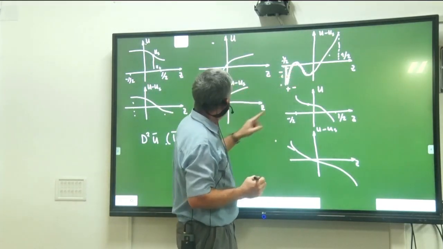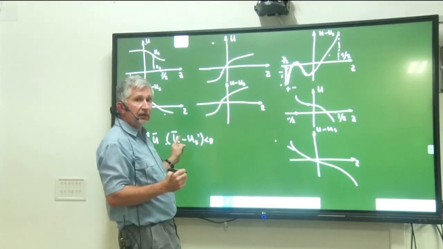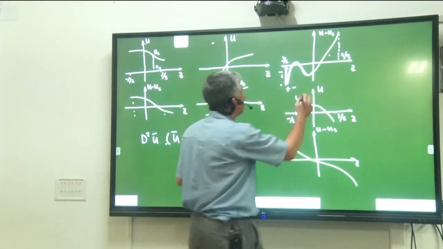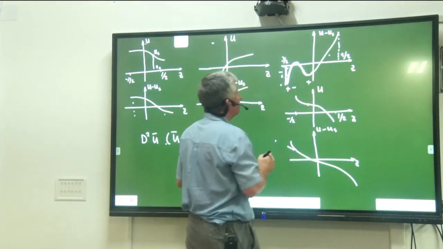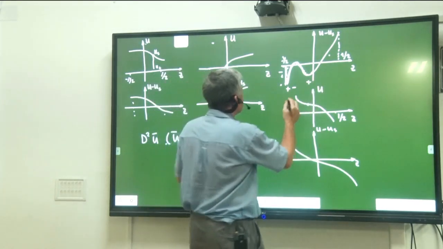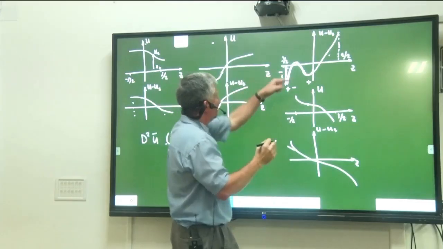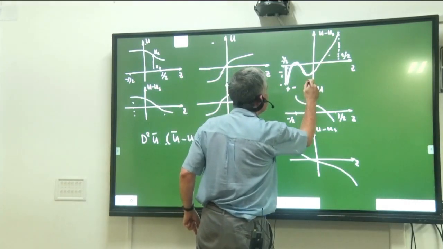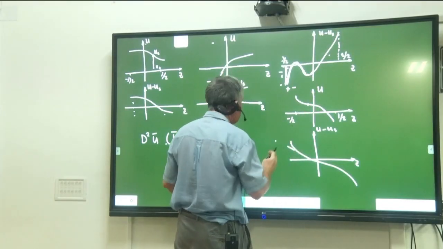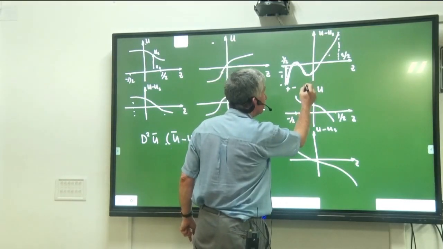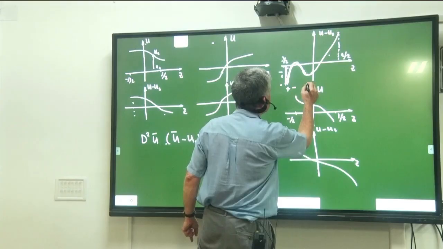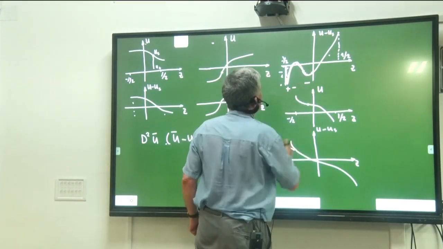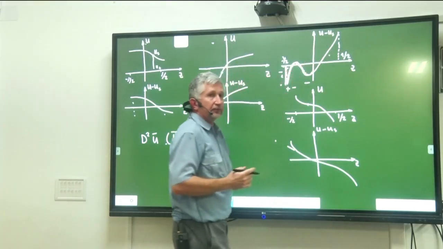So the second term here is negative. Curvature. So curvature is positive. The quantity is negative, so therefore the product is going to be, what is it? Negative, right? And finally this region.